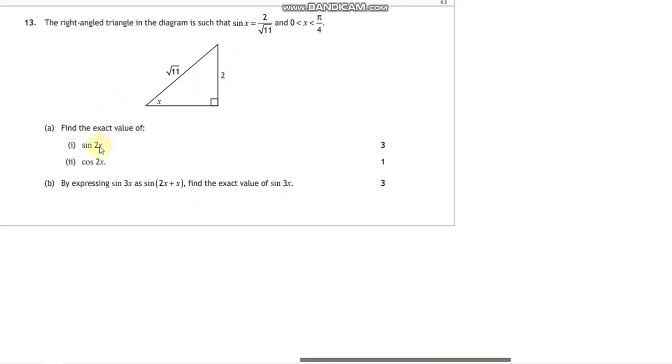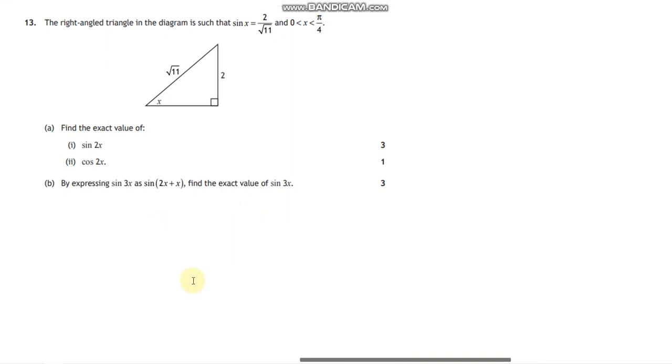So you see a triangle, you see sine 2x and cos 2x, you should be thinking, the addition formulae, which you're given at the front of your sheet. So let's look at A then. Sine 2x, I can write that as 2 sine x cos x.